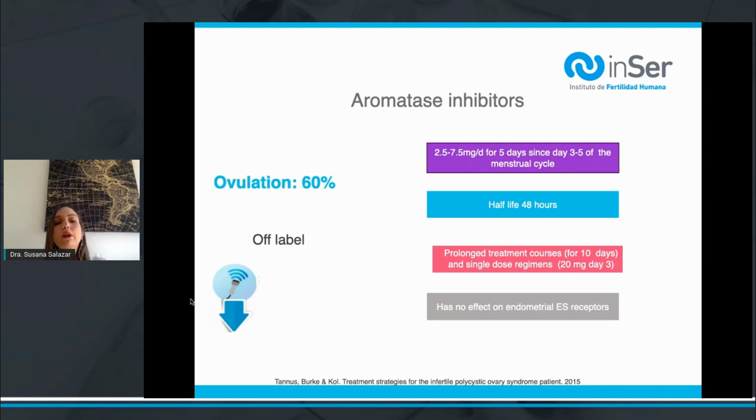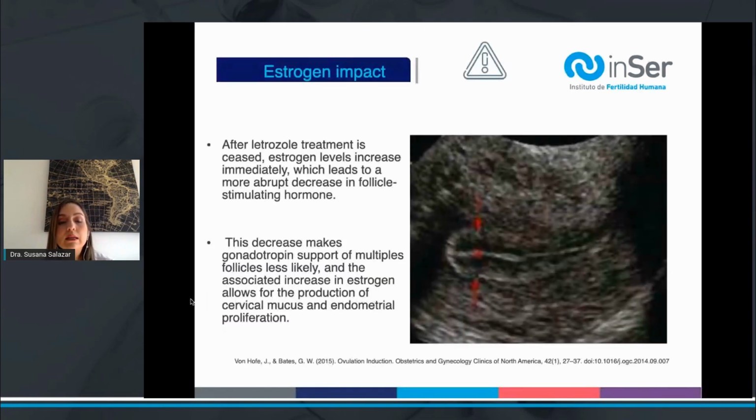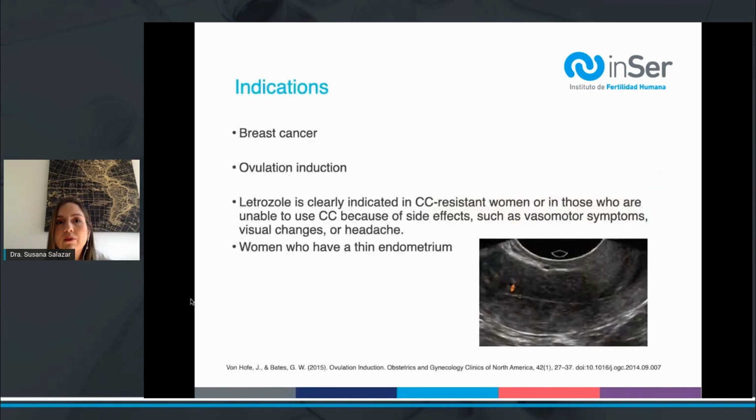Now I'm going to talk about estrogen impact. After letrozole treatment is ceased, estrogen levels increase immediately, which leads to a more abrupt decrease in follicle-stimulating hormone. This decrease makes gonadotropin support of multiple follicles less likely, and the associated increase in estrogens allows the production of cervical mucus and endometrial proliferation.